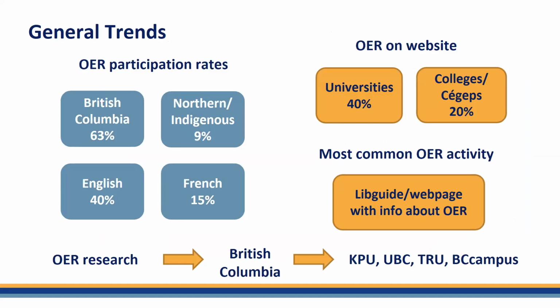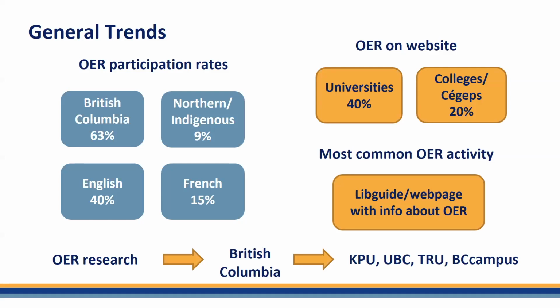So in terms of general trends, in terms of OER participation rates, and by participation here, I mean any kind of activity or initiative that's related to OER, ranging from providing information to actually creating OER. In terms of participation rates, what we found was that British Columbia had the highest percentage of institutions participating in OER, 63%. Northern and Indigenous institutions had the lowest participation rate with 9%.